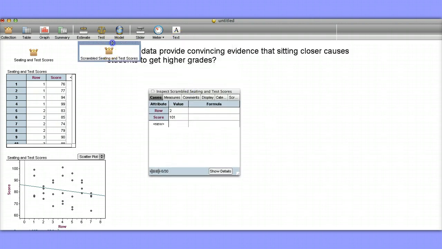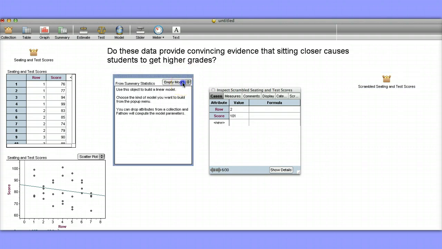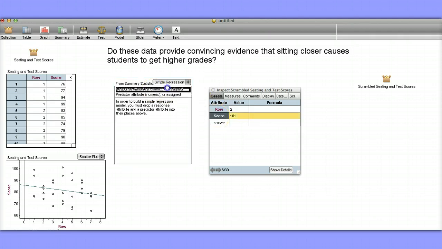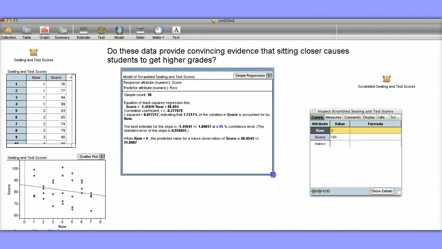Well, let's actually calculate some more values for the slope. I'm actually going to do a model here. I'm going to do a simple linear regression model, and my response attribute is going to be score, because score is responding based on the row. So let's take a look and see what we have here. We can see that this least squares regression line for this set of scrambled data also is negative, approximately 1.41. And we have an R-squared value of 0.077 instead of 0.04 that we had earlier.